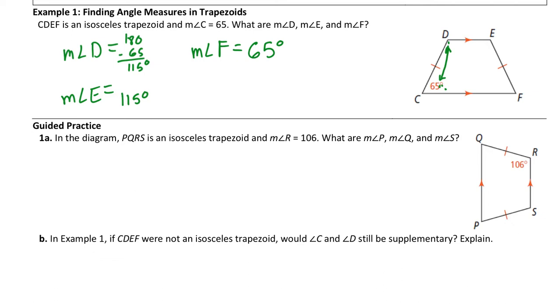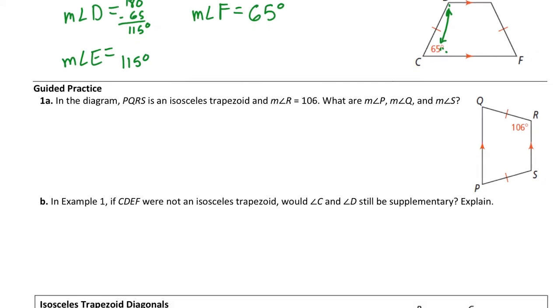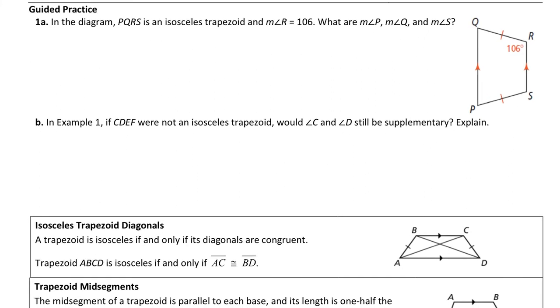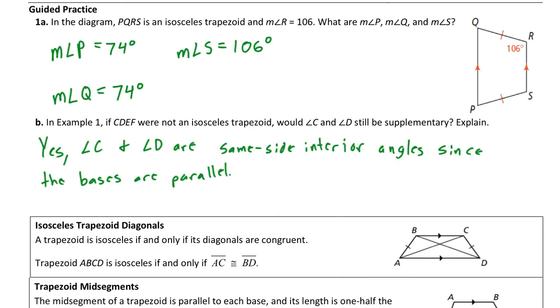So next, I want you to work through the guided practice. It's the same exact problem, except I give you different angle measures in a different trapezoid. So pause the video, work through this, and then when you're ready, you can resume and check your answers. Okay, so for this example, pretty straightforward. R and S are base angles from the same base, so R and S are both 106. Q and P are the same measure. Q and R are supplementary, so that makes Q and P both 74.